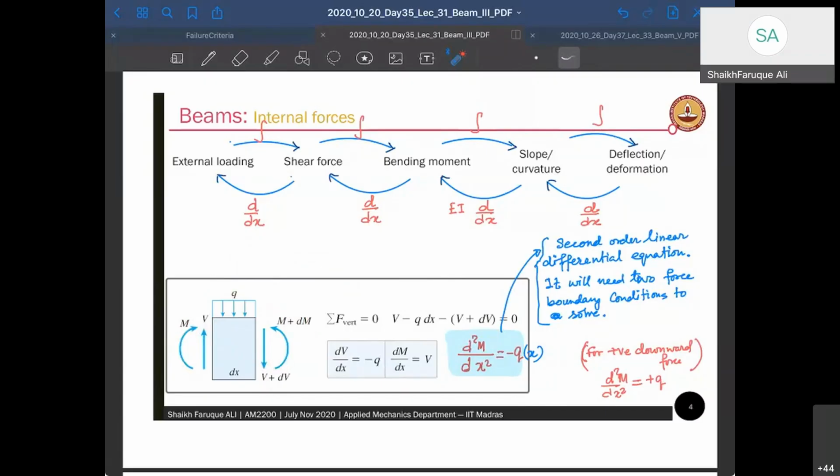Because there is an external load acting. Since there is an external load acting, V will not remain constant, neither will M remain constant. They both will change because there is a load acting on the surface. Therefore, one of them is M, the other will be M plus dM, so the change is dM. And this is my positive x-axis.